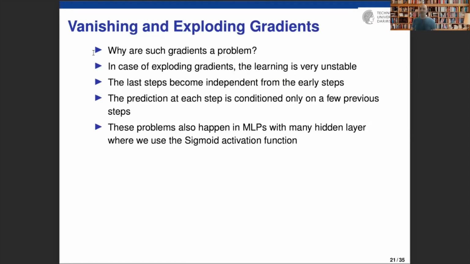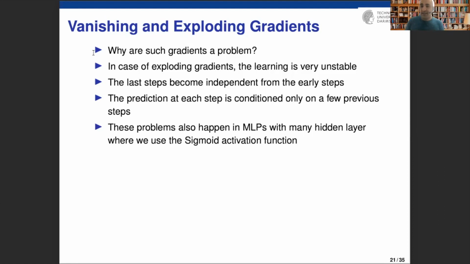But why are such gradients a problem? Okay, so let's say we get 0 gradients or exploding gradients. Why are they a problem? The point is that in the case of exploding gradients, the learning is very unstable. So you may see that the loss jumps from low values to high values. It fluctuates a lot.